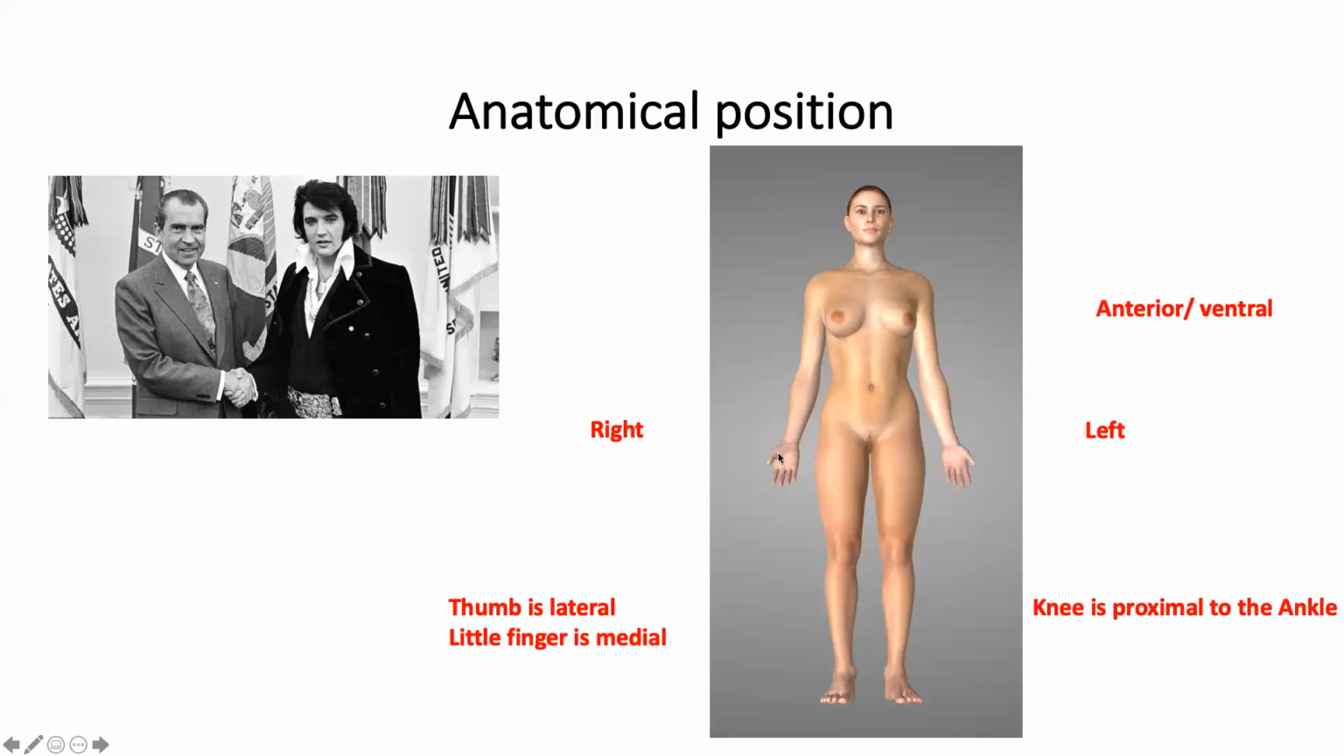And if you look at the thumb, of course, the palm is facing forward, the thumb is farther away from the midline, and the little finger is closer to the midline. And therefore, we will say the thumb is lateral and the little finger is medial, because it is closer to the midline, and the thumb is farther away from the midline.